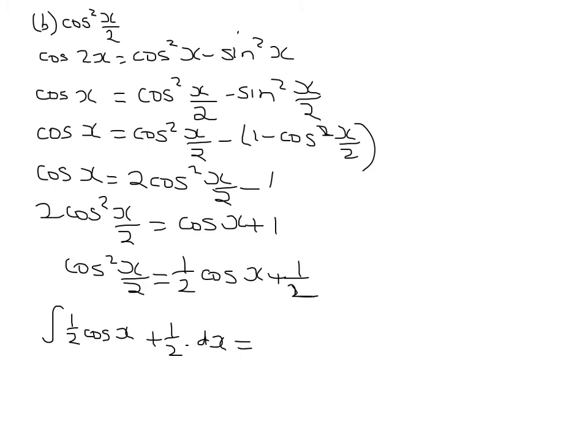So half cos x, we put the half there because there's no other numbers to consider. The integral or the primitive of cos x is sine x, and the primitive of a half is a half x plus c.